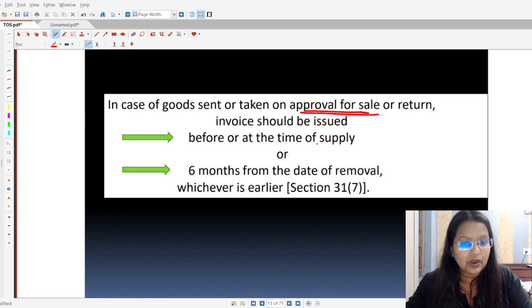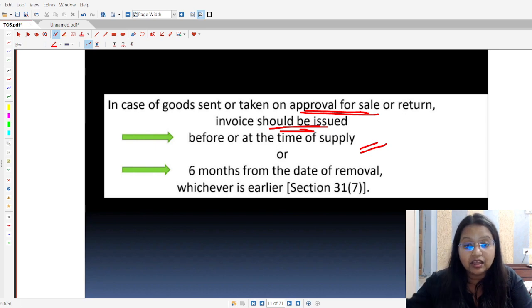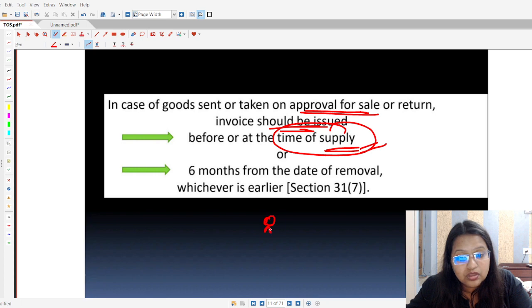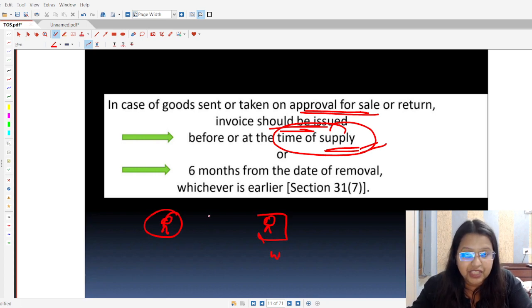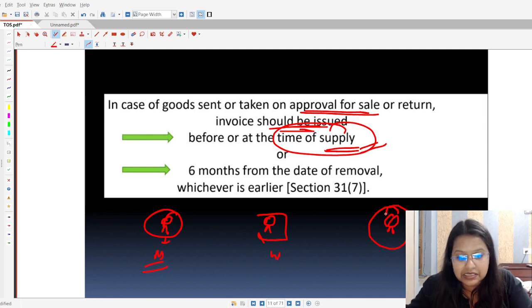Okay, so now in these cases student, first case is invoice should be issued either before or at the time of supply. Now what do you mean by the time of supply here? Let's understand it with the help of an example. Suppose there is a manufacturer, wholesaler and customer. So students, here the time of supply means when the wholesaler actually supplies those goods to the customer. Okay, that is the time of supply.